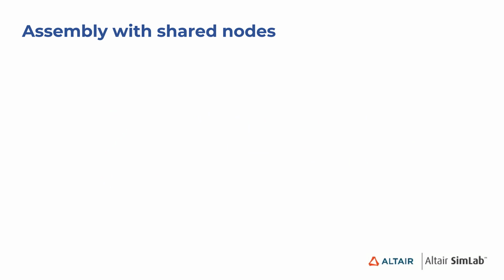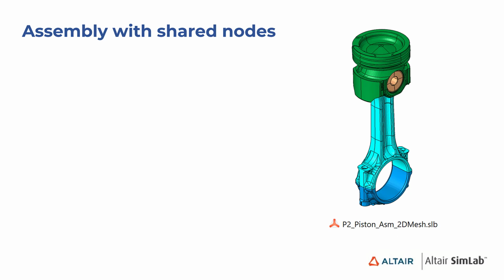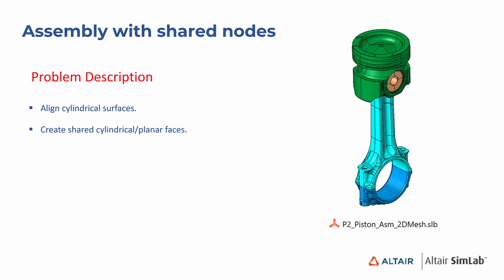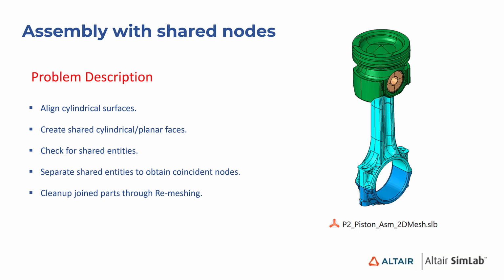So welcome to the Altair SimLab tutorial, which is the assembly with the shared nodes. Let's see the problem description of this model. We will see how to align the cylindrical surfaces, create the shared cylindrical or planar faces, check for the shared entities, separate the shared entities to obtain the coincident nodes, and clean up the joint parts through remeshing.